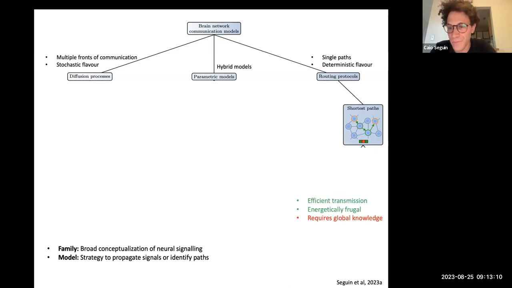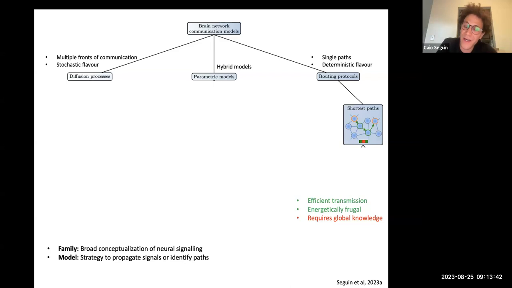So what are the properties of communication via shortest path? By definition, this would be the most efficient way to transmit a message in the network. And if you think of the metabolic cost of actually sending some sort of action potential down an axon, it would also be very energetically frugal, because you would minimize crossing gap junctions, and you would minimize the cost of propelling an action potential down an axon if you did shortest paths.